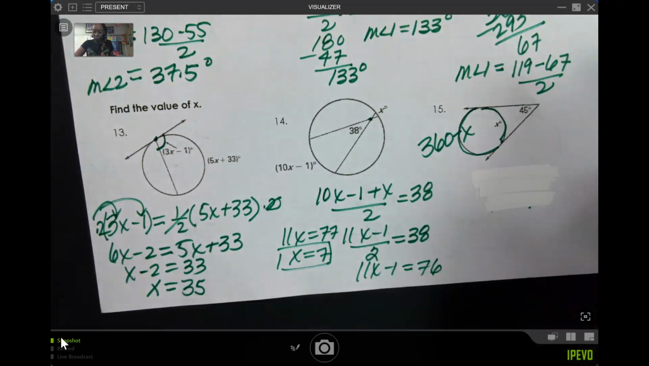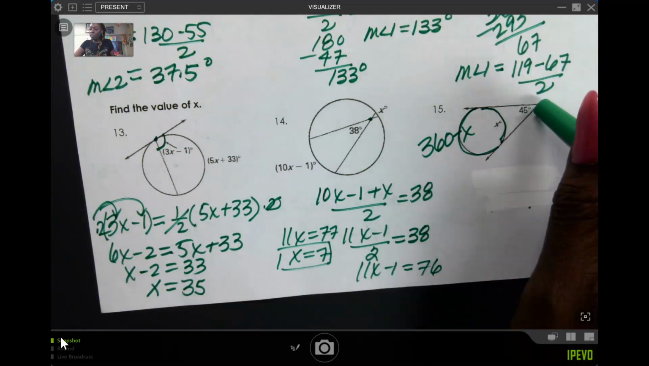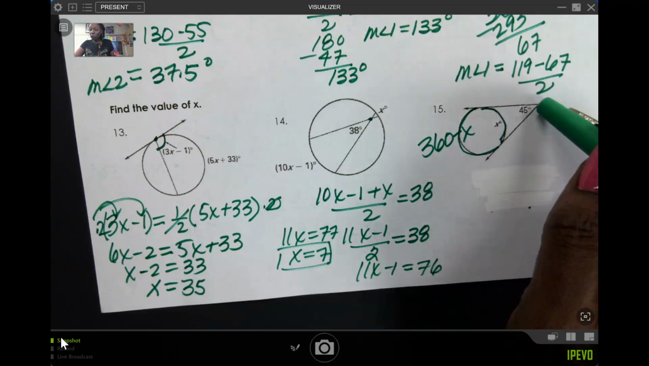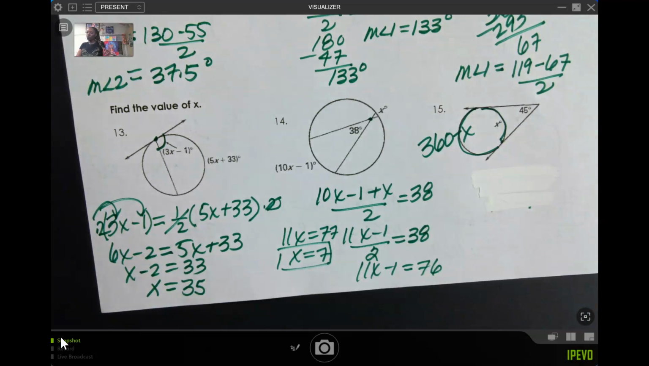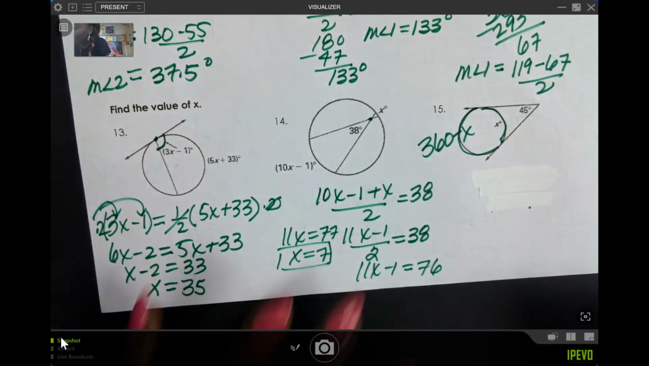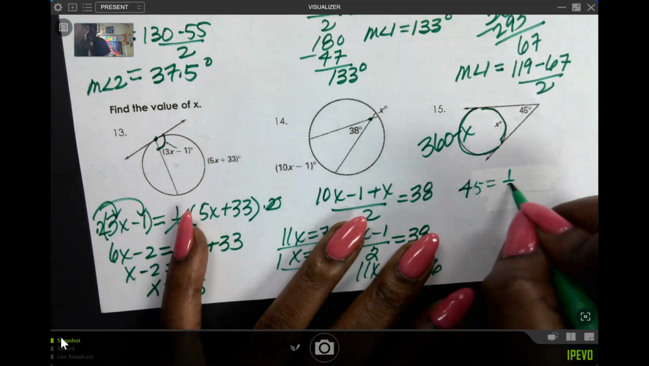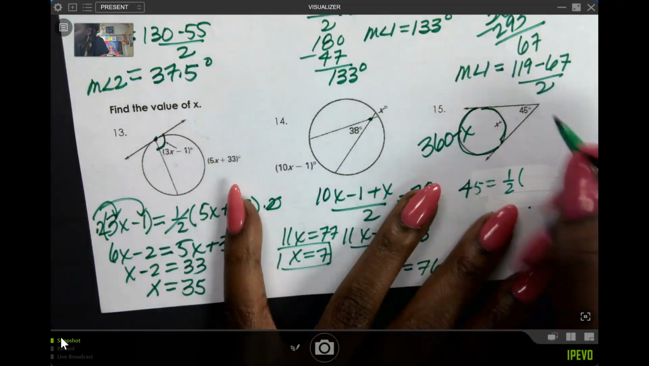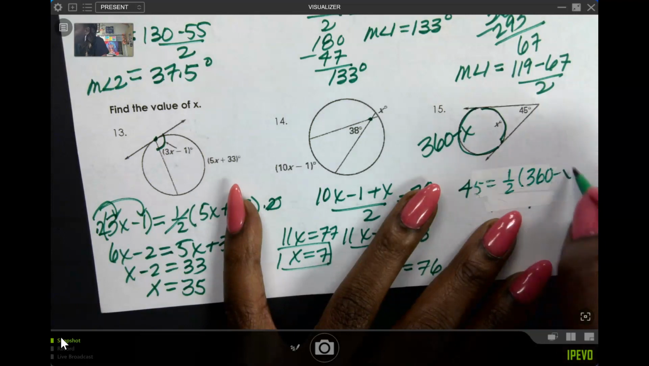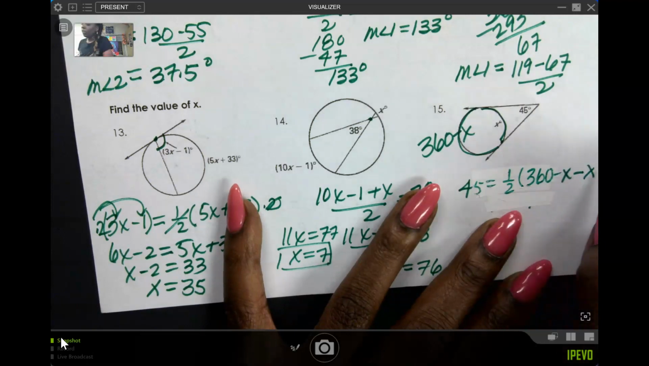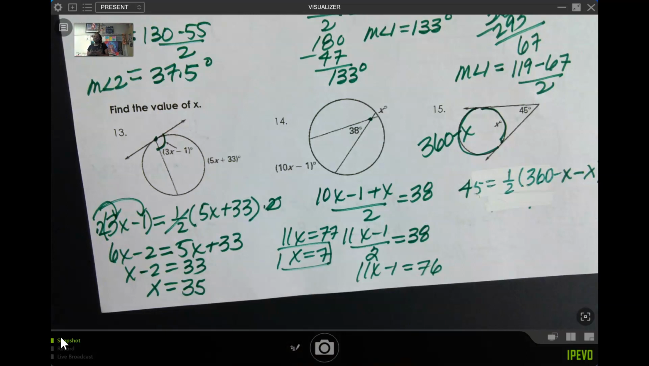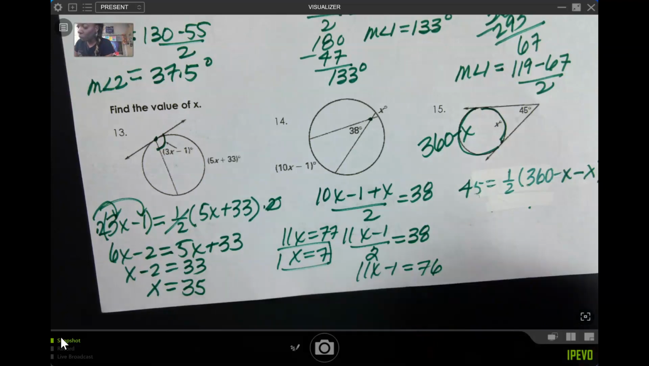How did we get 45 degrees? These are two tangents, so outside means we subtract. On the outside is when we subtract, so 45 degrees is equal to half of 360 minus x. We took half of this intercepted arc minus this intercepted arc to get the 45. That's what we did.